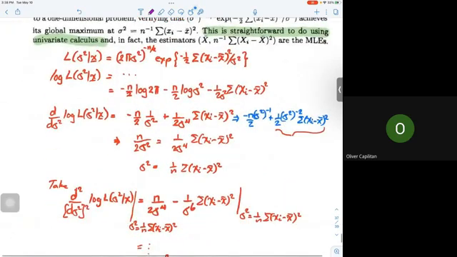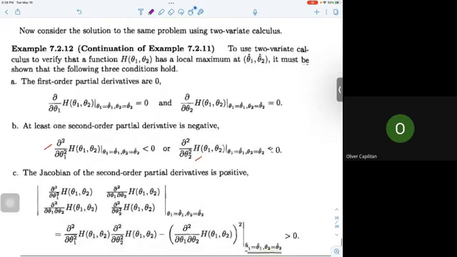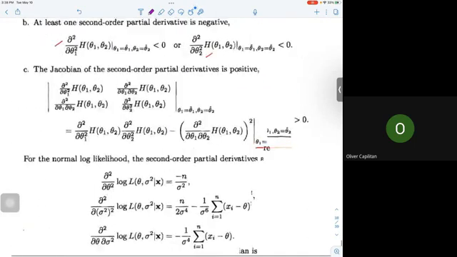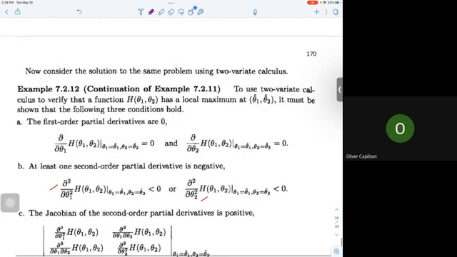I-explain ko na lang ito, kayo na lang mag-verify para next meeting, I'm going to proceed to the next method. Ito yon. Ang sinabi lang dito sa example na to, use two-variate calculus to verify the function. So we have here a function. This actually refers to our likelihood function, or the log likelihood function, has a local, take note, it's just a local maximum at theta 1 hat and theta sub 2 hat. It must be shown that the following three conditions hold.